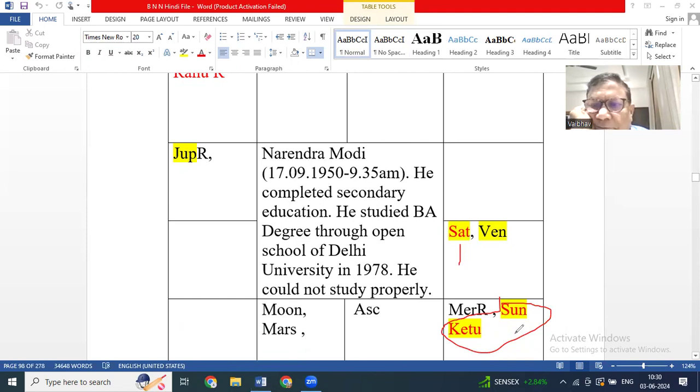Okay. Now let's come to Saturn's 10th Lord. The 10th Lord is Venus. And you take Saturn's 10th Lord as the first house. So again, Venus has Sun and Ketu in the second house. So that is politics.